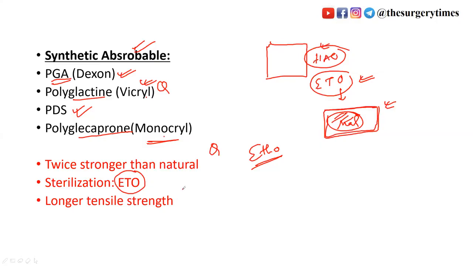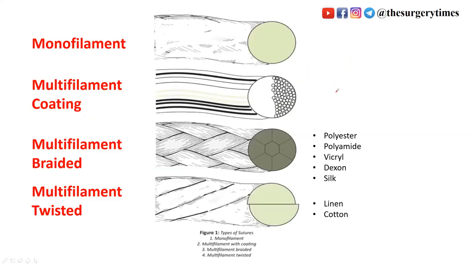And the synthetic absorbables have longer tensile strength. Now this part is very, very important. Many persons may not have understood this. There are 4 types we can categorize. First is monofilament suture. What is this? Just a single filament. Okay. Now monofilament and coated, same, but one coat is over here. We will discuss later what the materials are which are coated.